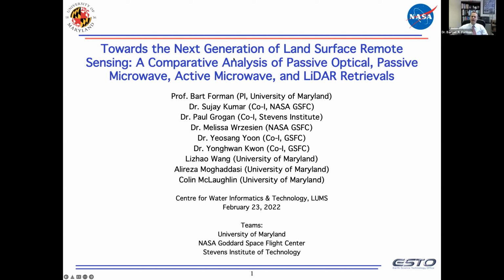And I want to highlight many of my partners on this. Sujay Kumar down the road at NASA Goddard, he and I are taking the lead on this. He has a wonderful team, all working with the NASA Land Information System that I'll talk about later. Dr. Paul Grogan up at Stevens Institute in New Jersey is an aerospace and systems engineer that's helping us with some of the orbital configurations of these satellites. And then a slew of postdocs and graduate students also contributing.